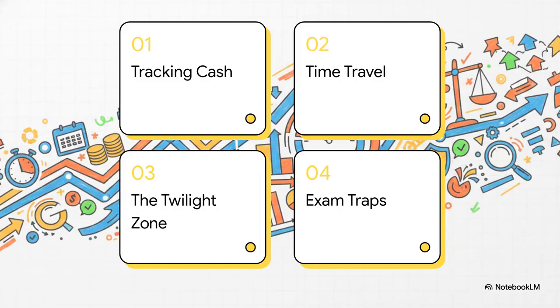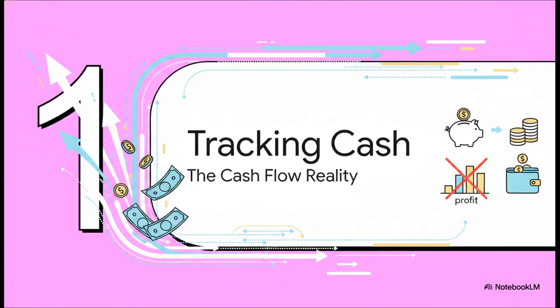All right, here's our roadmap for today. First up, tracking cash with IAS 7. Second, time travel with IAS 8. Third, the twilight zone with IAS 10. And finally, we'll wrap up with exam traps. Let's jump into Section 1, tracking cash, the cash flow reality.